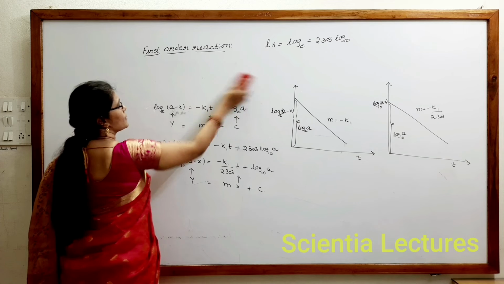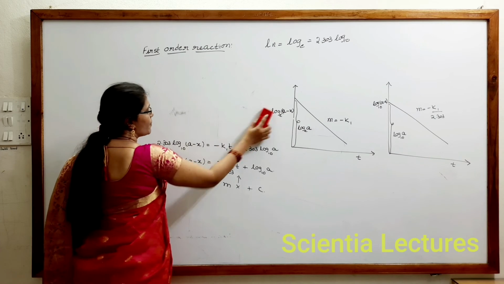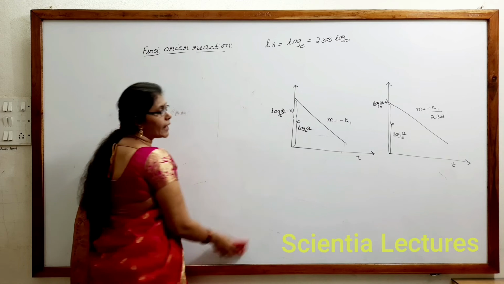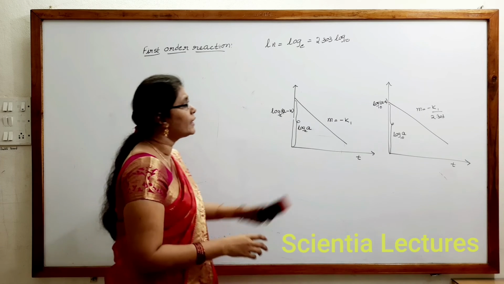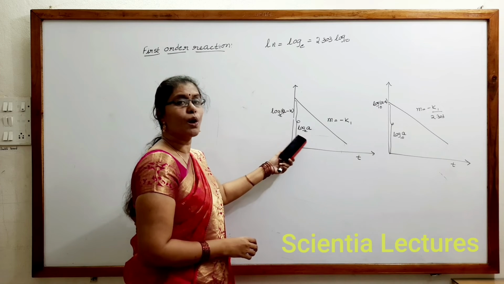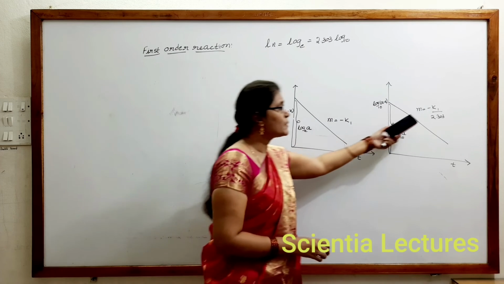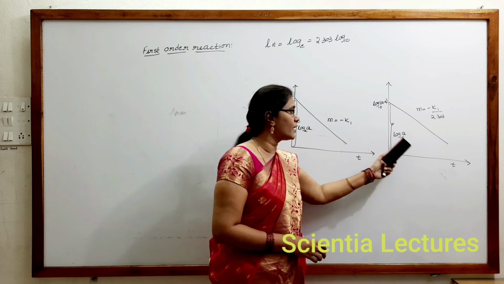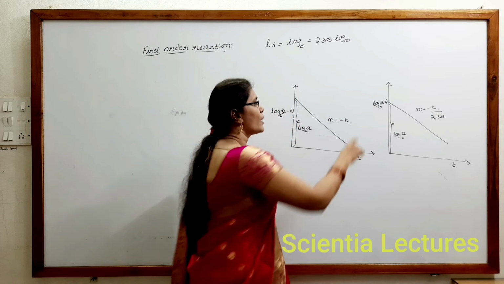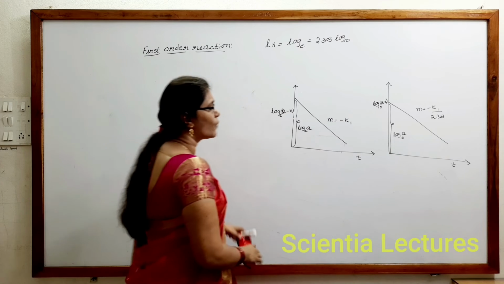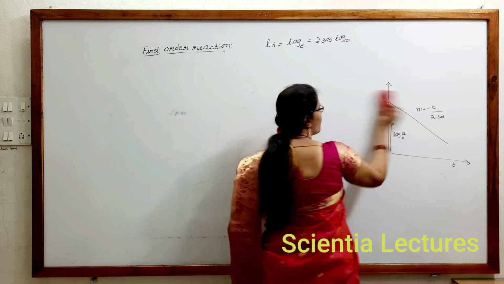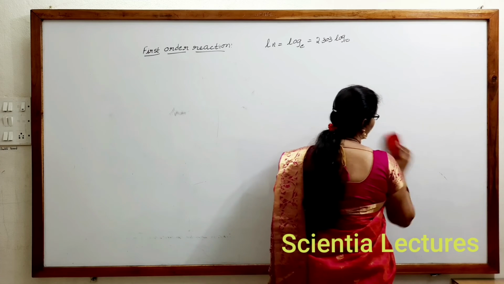Is this clear with respect to these graphs? So you have to remember what is taken on the y-axis and what is taken on the x-axis. Basing on that only you can write the slope. You can remember your slope is minus k1 and y-intercept is log base e a. But here the slope is minus k1 by 2.303 and the y-intercept is log base 10 a. It all depends on what is taken on the y-axis and x-axis. So you have to remember both conditions of the graphs.